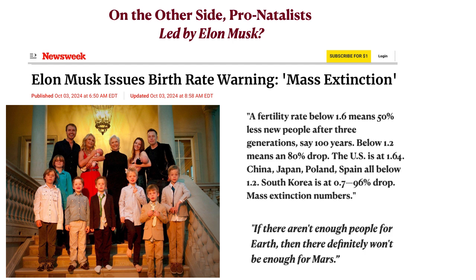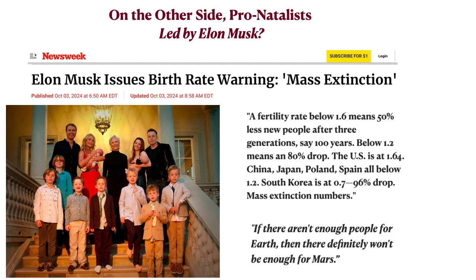Well, let's look at the other side. As I said before, I'll go into these arguments in much more detail in the second lecture. But the pro-natalist side, we might say it's led by Elon Musk, although there are plenty of people in this camp, but he's the most influential, certainly the wealthiest. And you can see here a Newsweek article from last year with Musk issuing a birth rate warning of mass extinction. And to quote from him, "A fertility rate below 1.6," and I'll add the United States is at about 1.6, "means 50% fewer new people after 3 generations, say 100 years. Below a birth rate of 1.2, that means an 80% drop.